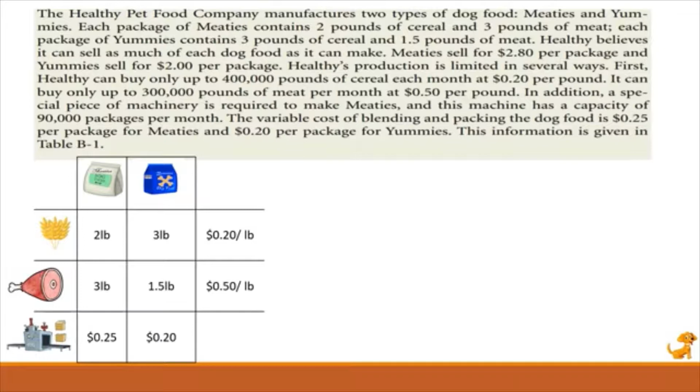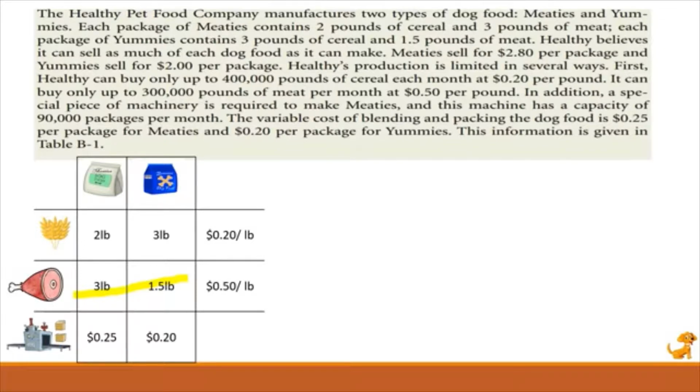Okay, now over here, this is the price that cereal costs, or the price for cereal. So we have 20 cents per pound for cereal, and 50 cents per pound for the meat. Sorry, I don't know why I did that. I can't remove it, but it's fine.